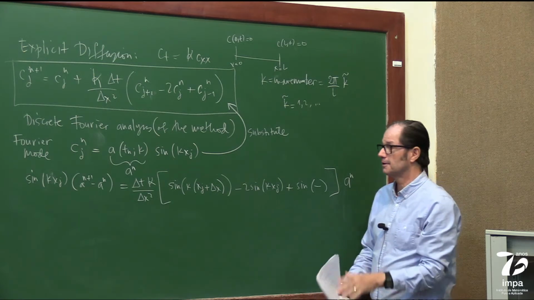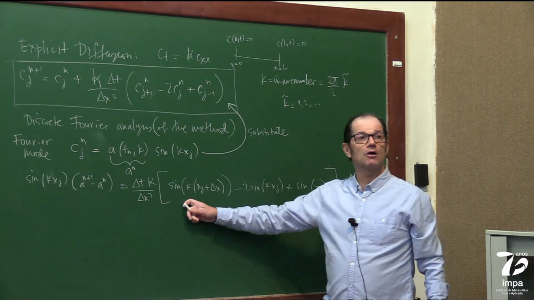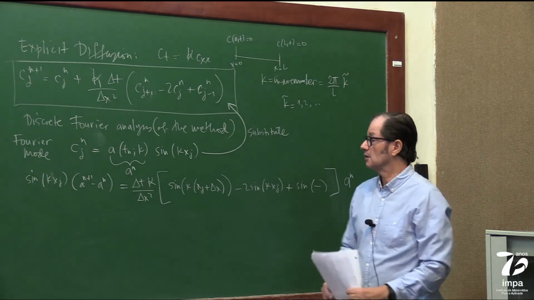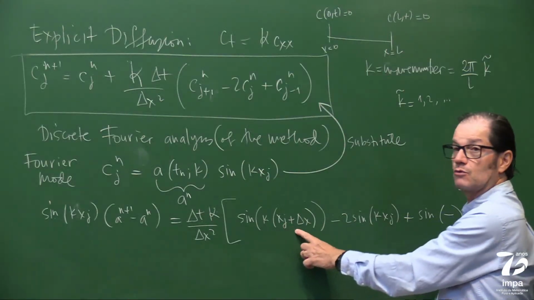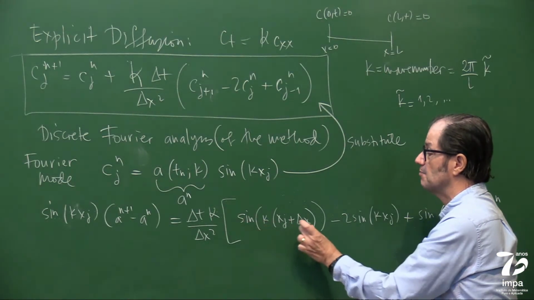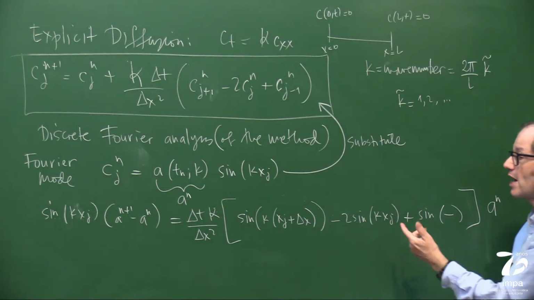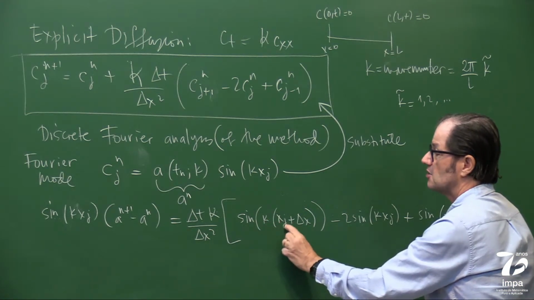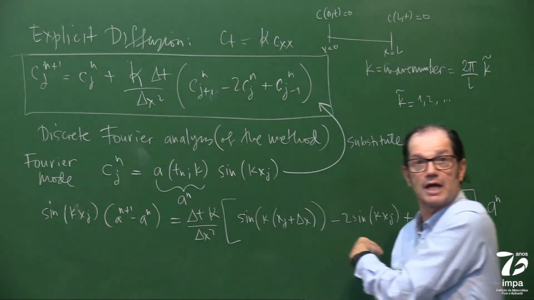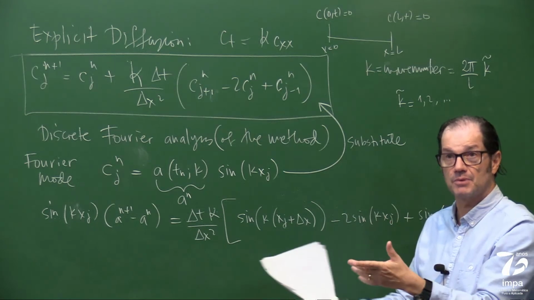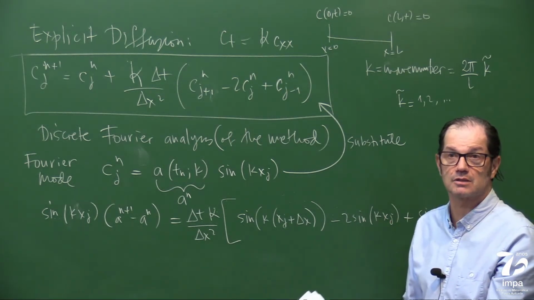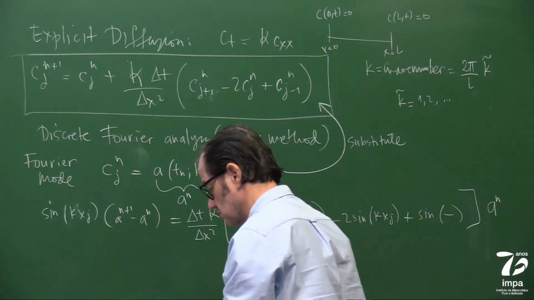Therefore, I'm going to use the trigonometric relations for sine of A plus B and sine of A minus B, try to get the sine of k xj out and cancel it. Clean it up, and I'm going to give you the result now. I'm going to write this in between. So this happens to be something like this.